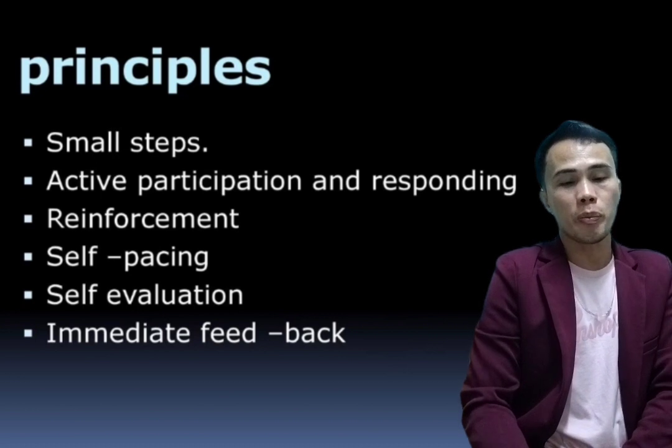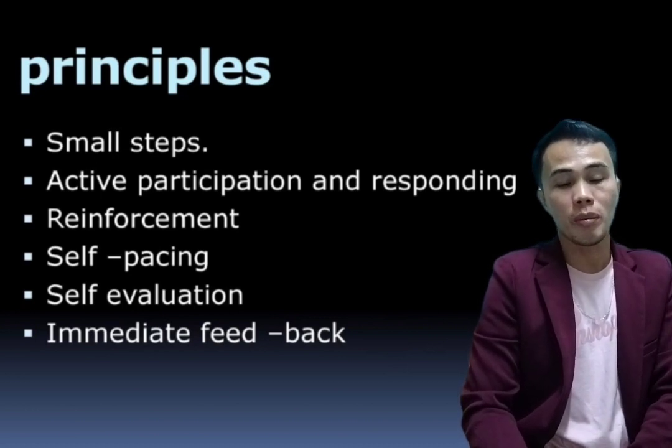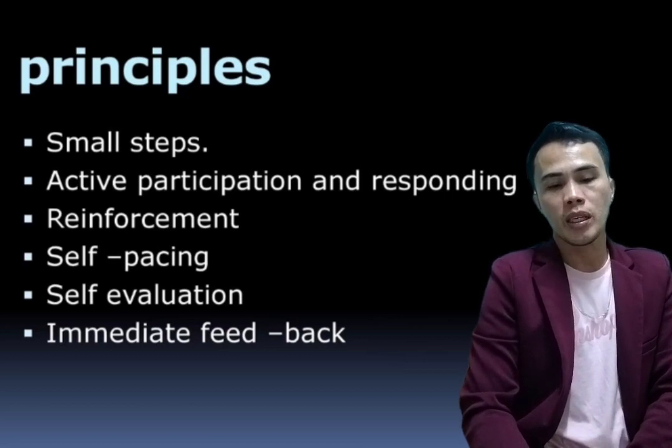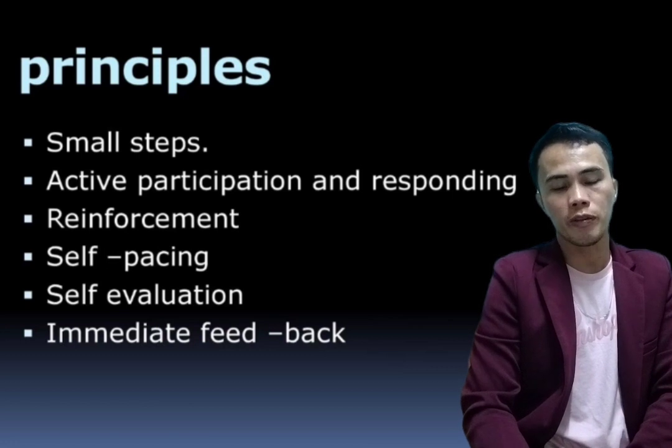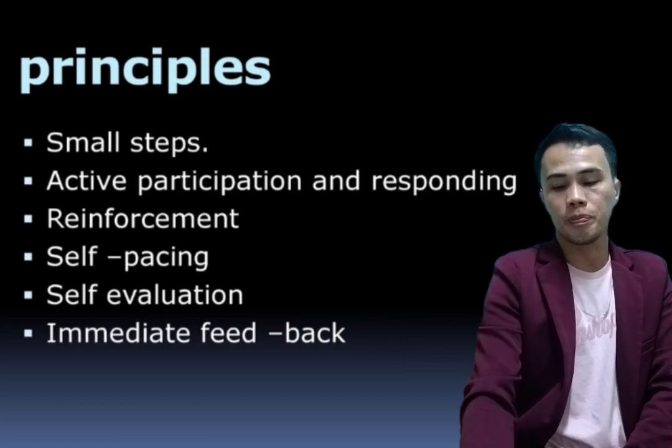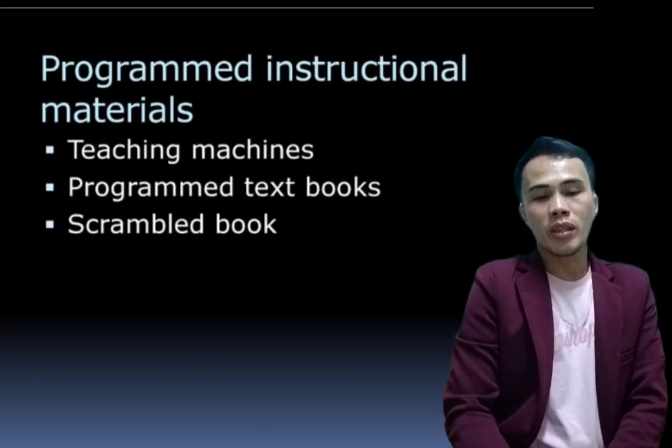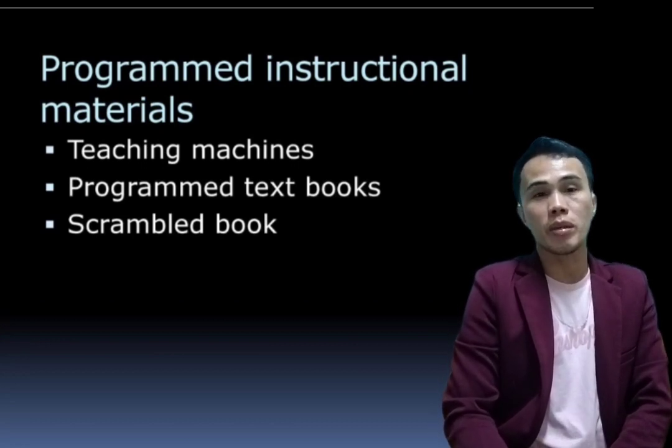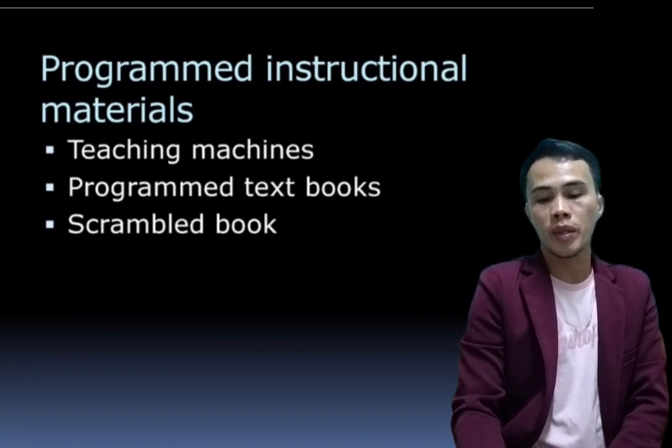So we also have the principles of program learning. Number one is small steps. Number two, active participation and responding. Number three is reinforcement. Number four is self-pacing. Number five is self-evaluation. And the last one is immediate feedback. Program instructional materials: we have teaching machines, program textbooks, and scrambled books.